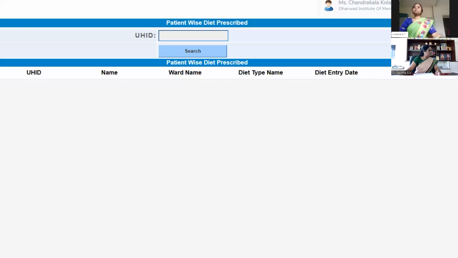Next slide, please. Yeah, this is a diet prescription. Maybe a doctor might have prescribed an iron-rich diet or high-protein diet or salt-restricted diet. So you have to fill in the patient's UGID number, name of the patient, which ward, maybe a female chronic ward, diet type name, salt-restricted diet, which day you want, and bed number of the patient. This will be visible to a kitchen person or the pantry section. They will see how many patients need a salt-restricted diet, they will get a separate diet, and they will serve it in the ward. So this is one provision.